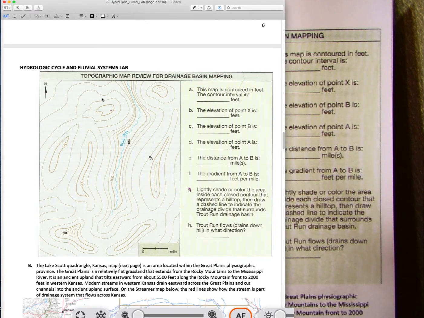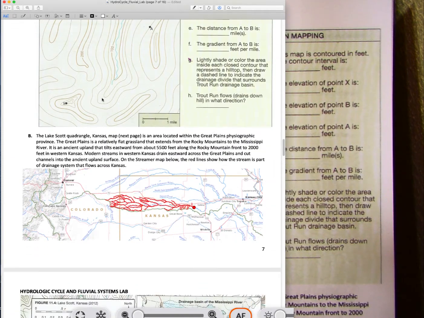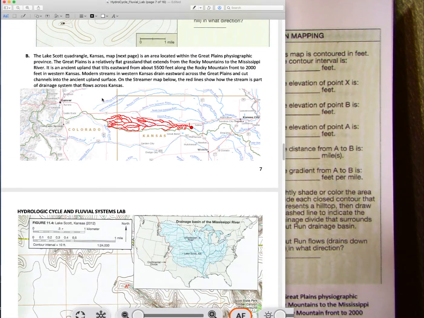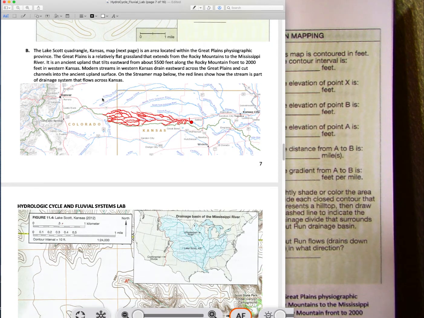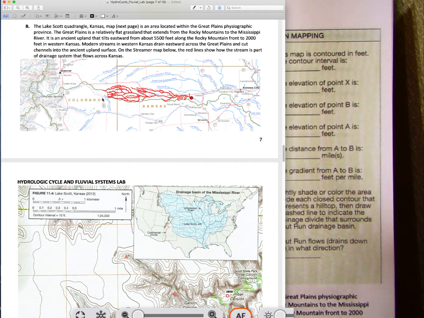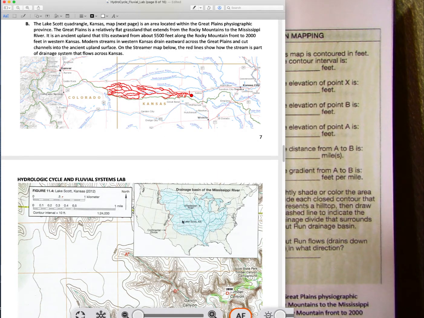Now the next few problems deal with some maps that are included in the lab. And again, you don't have to print these pages. You can just look at them on your computer. And this first one is the Lake Scott quadrangle, and it talks about how the geology, most of the beds, or the strata, is tilted toward the east here, and most rivers are draining eastward here, right? And so Lake Scott is a region right in here of western Kansas, so kind of in this region right here. I think the stream we're looking at is one of these right in here.